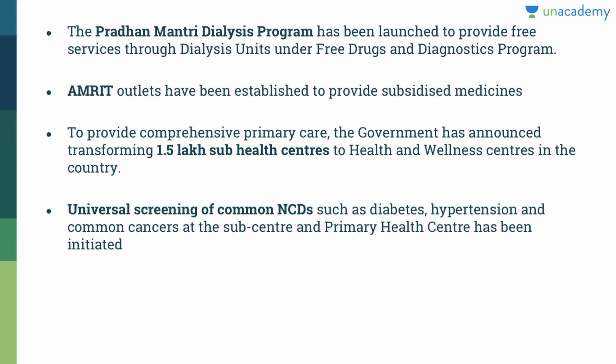And if you are waiting for a kidney transplant, you can do it for 1 year, 2 years, 3 years, 4 years, 5 years. So that is called dialysis, where you have an artificial kidney which removes the waste products. So it has been launched to provide free services through dialysis units under the free drugs and diagnostics programs. Amrit outlets have also been established to provide subsidized medicines and to provide comprehensive primary care.